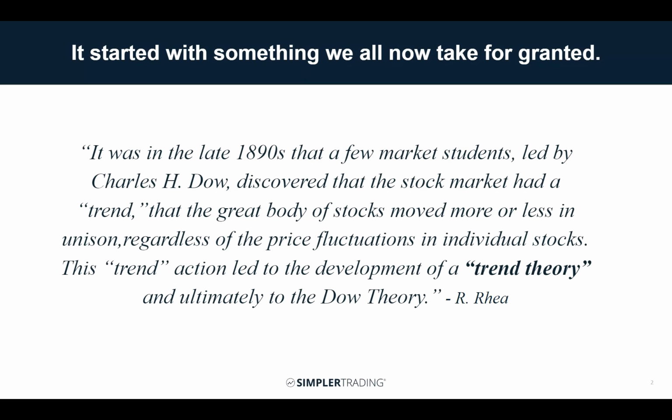Okay, it was in the late 1890s that a few market students led by Charles H. Dow, as in Dow Jones Dow, discovered that the stock market had a trend, that the great body of stocks moved more or less in unison, regardless of the price fluctuations in individual stocks. This trend action led to the development of a trend theory and ultimately to the Dow theory. So think about this idea of trend theory.